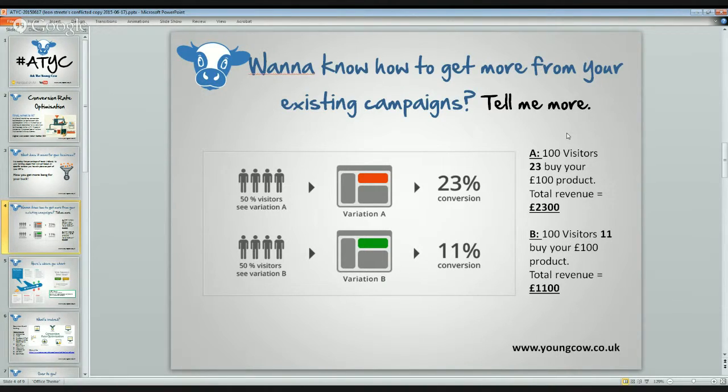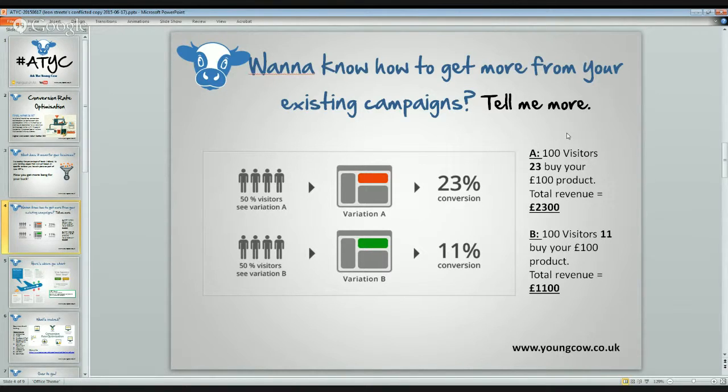This slide is showing you how to get more from your existing campaigns. What you can see on the screen is an example of something called A/B split testing. This means that you don't have to create a completely new landing page. If you know you get visitors to a page, it's about getting them to convert and increasing your conversion. On the first one, this is landing page or sales page A, and you've got 100 visitors to that page, and 23 of those visitors buy your £100 product. So this means your total revenue will equal around £2,300.